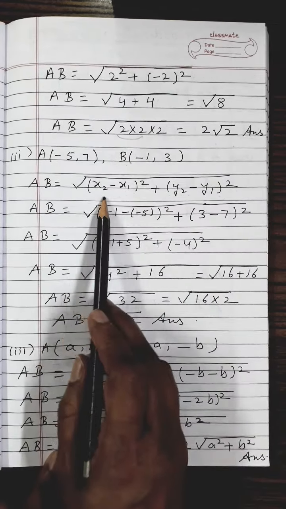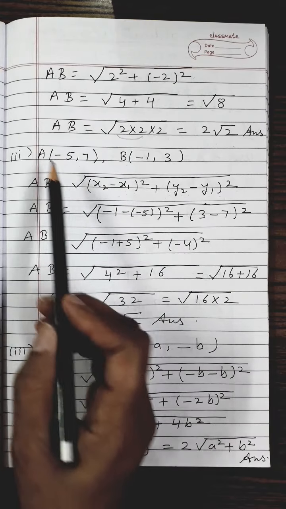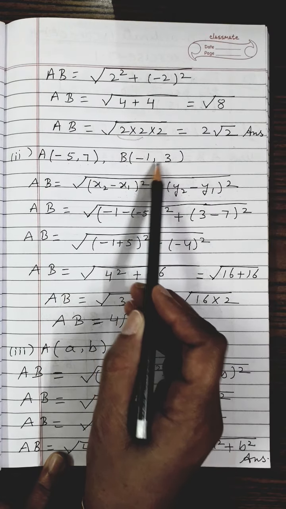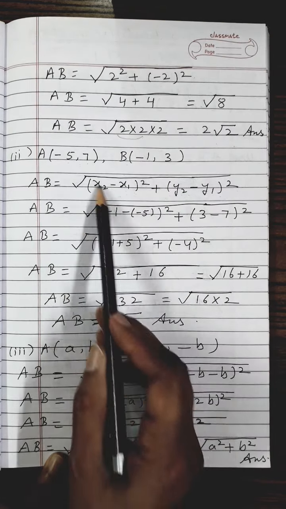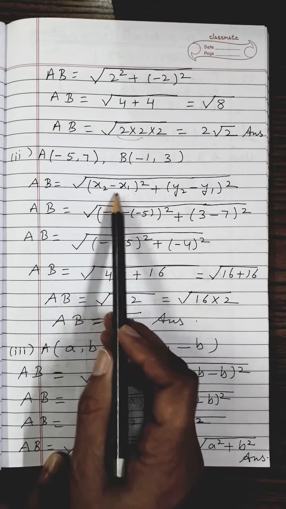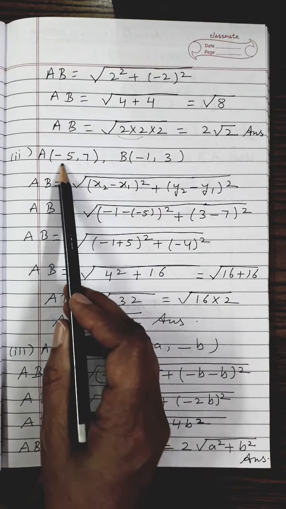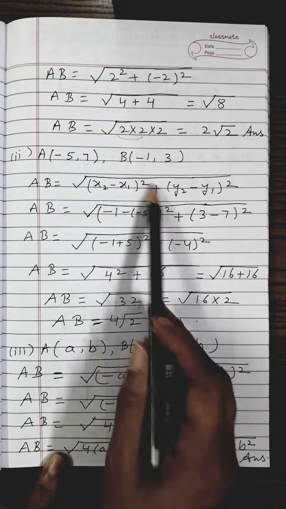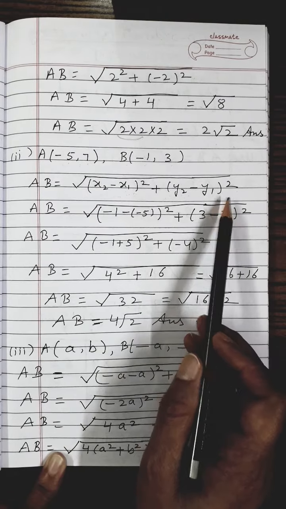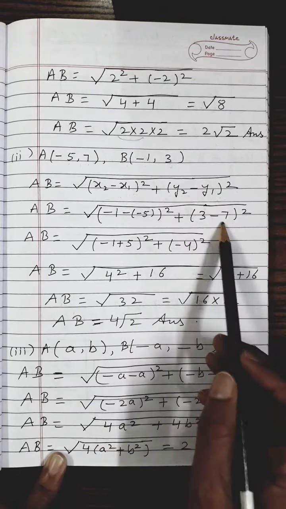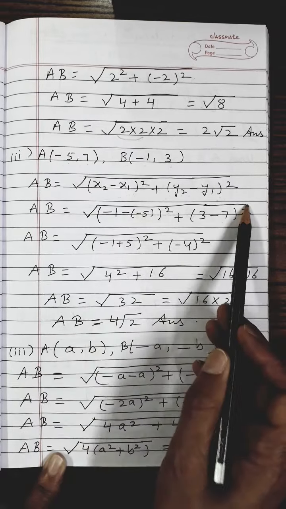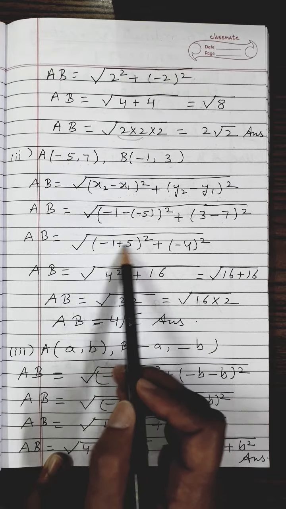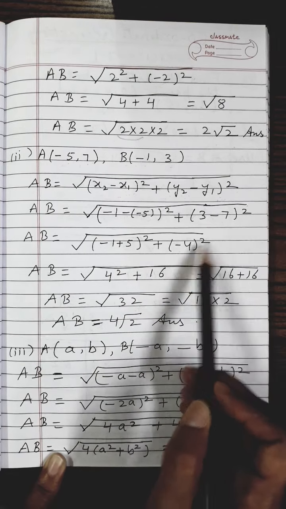But suppose I am writing x2 minus x1. How will I do this question? This is your x1 comma y1. This is your x2 comma y2. So substitute the values in this formula. x2 minus x1 will become minus 1 minus minus 5. So I write bracket (minus 1 minus minus 5) and of course whole square, plus y2 minus y1 means 3 minus 7. So I write (3 minus 7) whole square and square root. In the next step, minus 1 minus minus will become plus. So (minus 1 plus 5) whole square plus (minus 4) whole square.